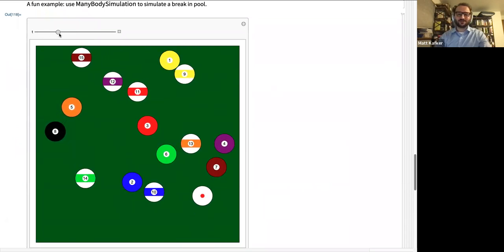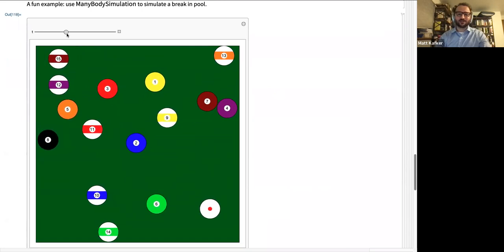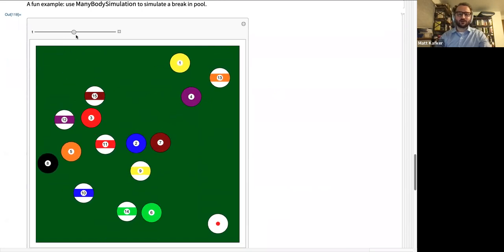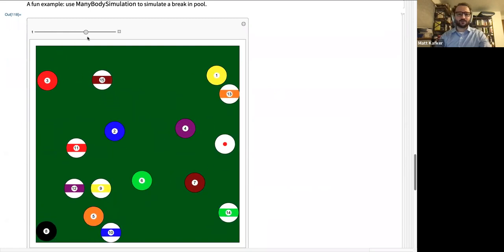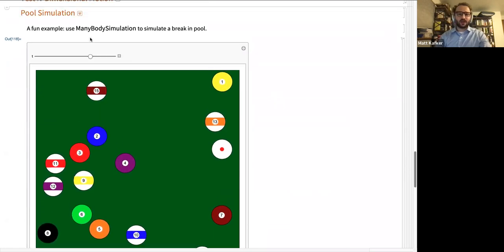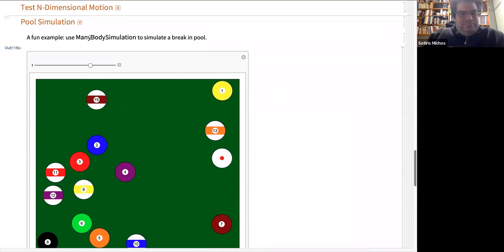There's no pockets and there's no friction. Although maybe playing frictionless pool would actually be a lot of fun. So I don't know, but this is totally a novelty item. Okay, people have any thoughts?